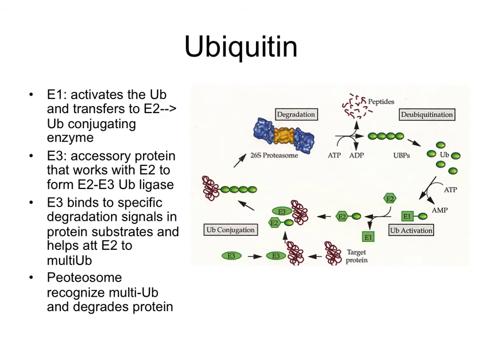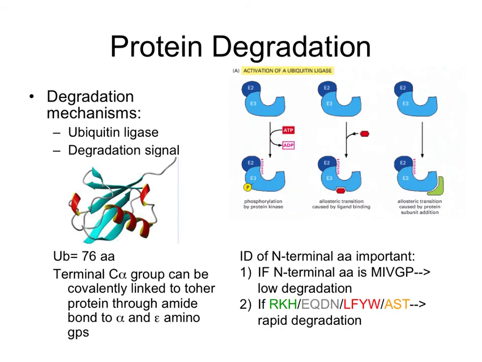which gets targeted to the 26S proteasome for degradation, which chops the protein down and also scavenges all the ubiquitin so that it starts a pool for further ubiquitination. So it requires ubiquitin ligase and the ubiquitin itself. The ubiquitin is about 76 amino acids. The terminal C-alpha group is covalently linked to other proteins through amide bonds through the alpha or the epsilon amino groups.